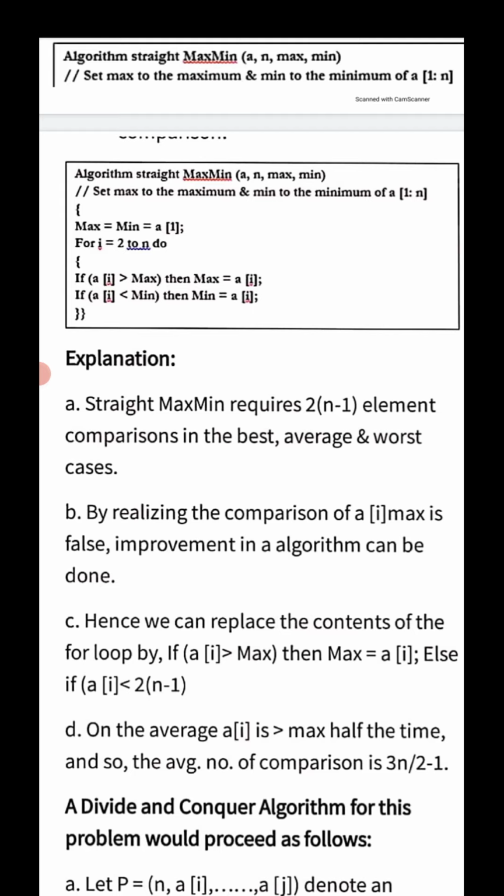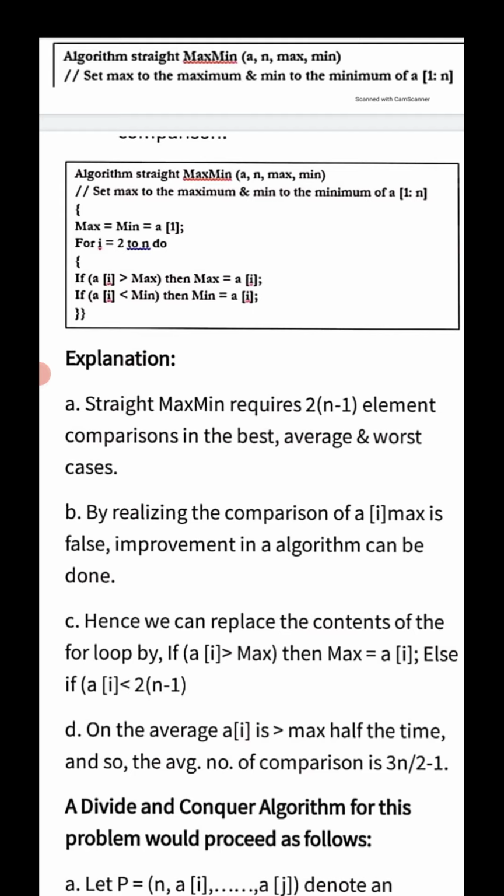By realizing the comparisons of array of i against max, it can be false, so an improvement in the algorithm can be made. Here we compare a maximum element and a minimum element. We can replace the contents of the for loop: if array of i is greater than max value, then max is assigned to array of i. Else if array of i is less than the minimum value, then minimum is assigned to array of i.